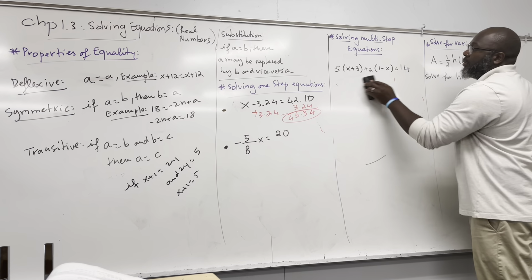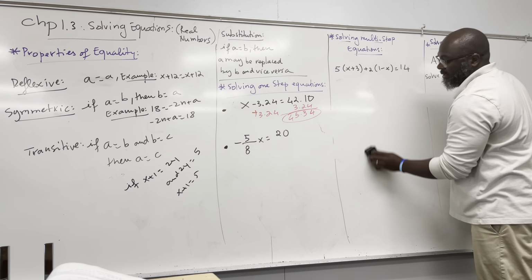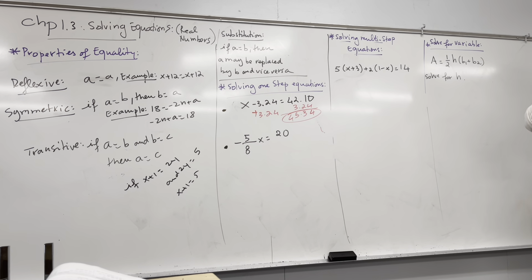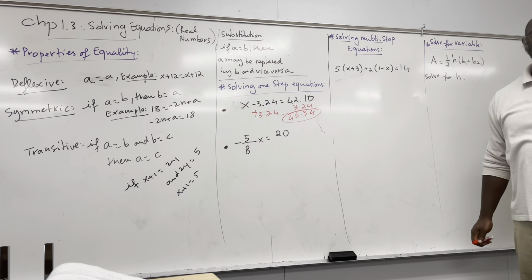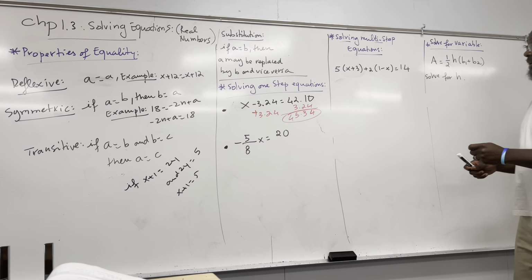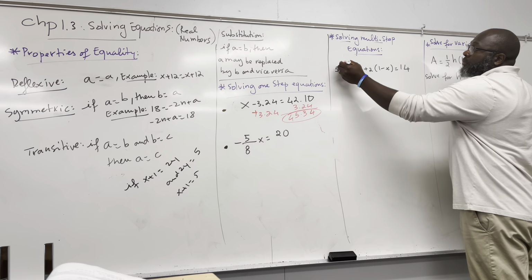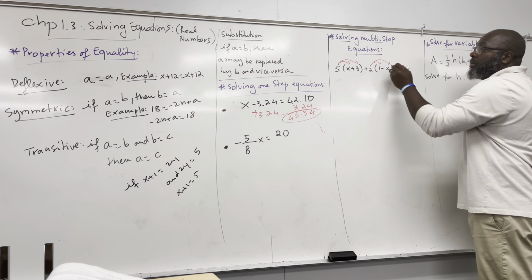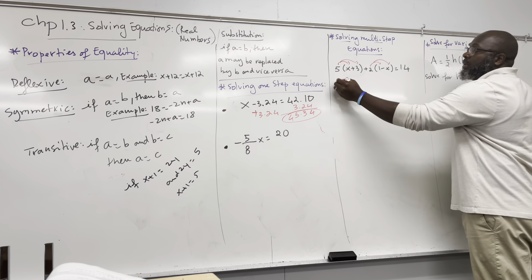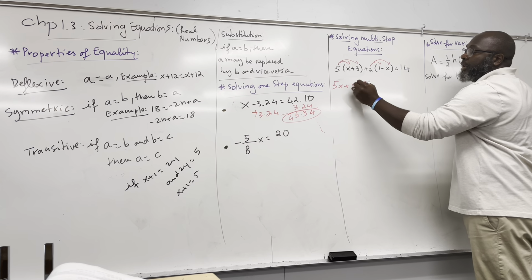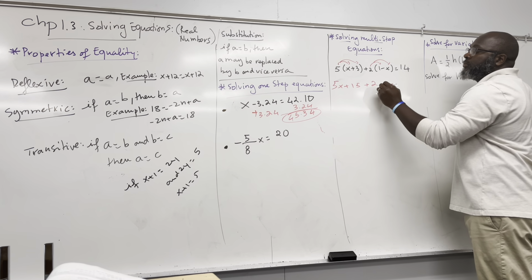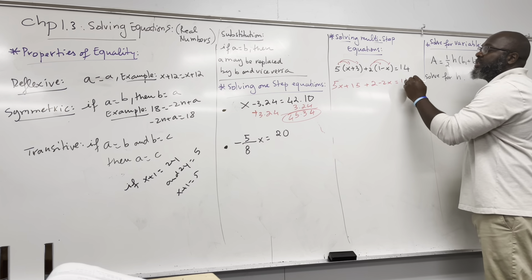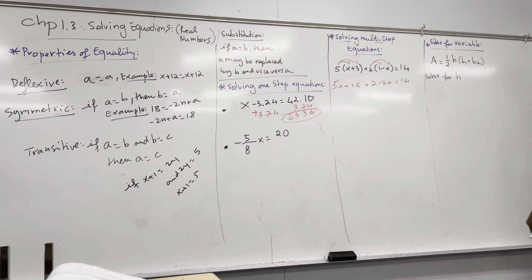So here, how do I solve this equation? You have 5 parentheses x plus 3, plus 2 parentheses 1 minus x, equals 14. Distribution. All right, so how do I do that? Distribute 5 into x and 3. And then distribute 2 into 1 and x. So that gives me 5x plus 15 plus 2 minus 2x equals 14.